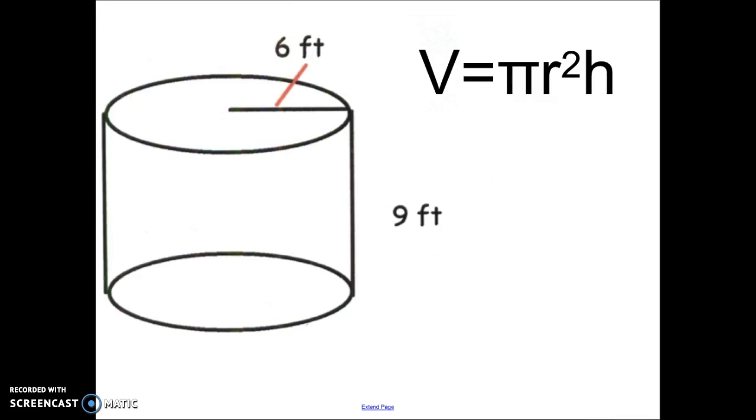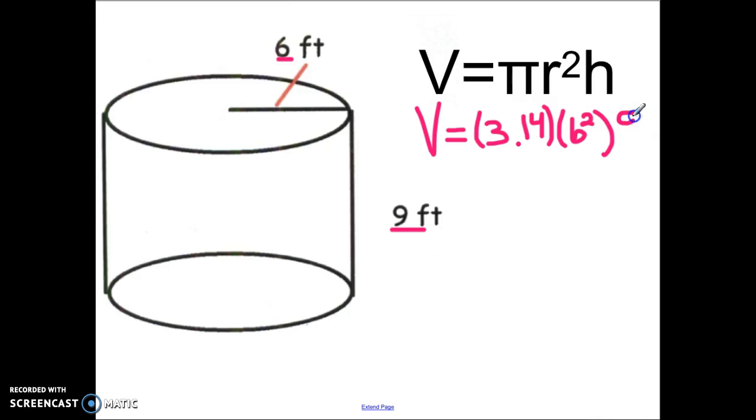Let's find the volume. So I'm going to just substitute in what I know. Volume is pi, and for this unit, I'm always going to use 3.14 for pi. So there's 3.14 times my radius, which is 6, so I've got 6 squared times my height, which is 9. And that height is the distance from circle to circle. So even if it's sitting on its side, that 9 is still going to be the height.